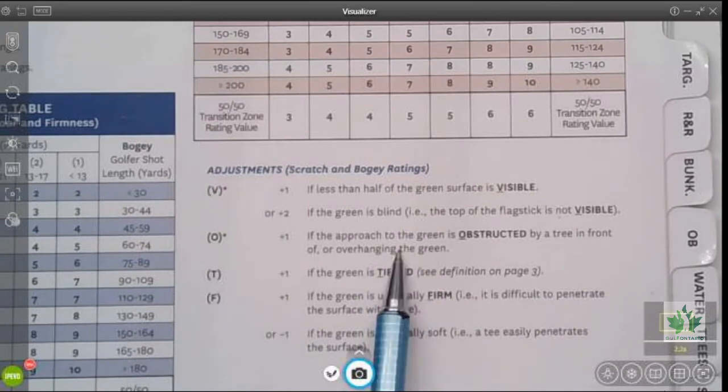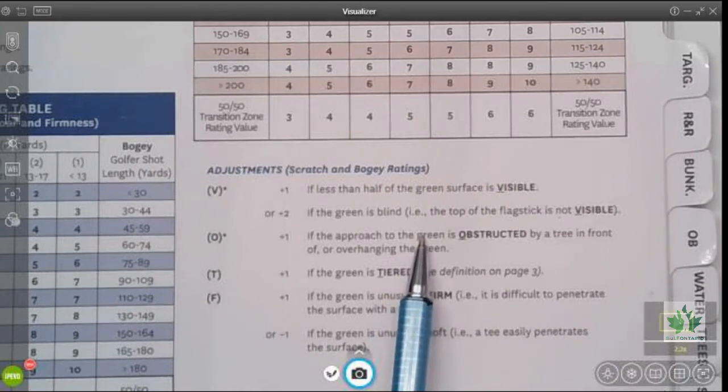The obstruction, pretty obvious. It really reduces the effective green size that you have to aim at. But a tree acting as an obstruction has got to be somewhere along what you would expect to be the line of flight. If you're hitting a wedge in and there's a tree that's 10 feet high and it's off to one side and it kind of would be in a line with one corner of the green, I don't know whether you'd want to use it there.